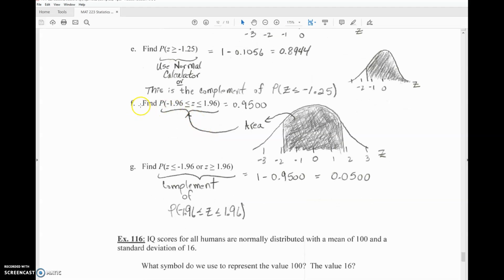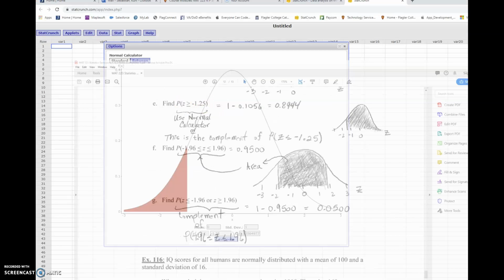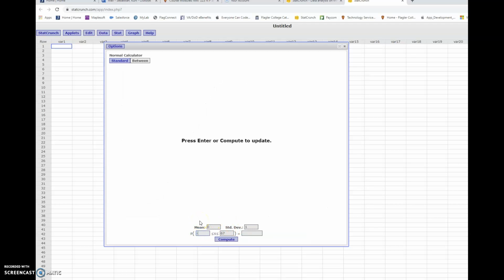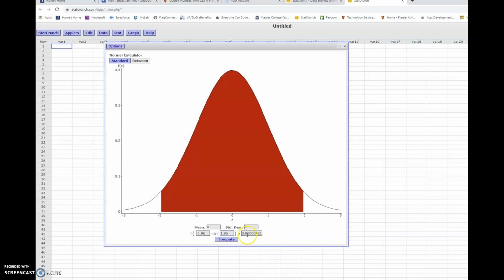Now if I want the probability that z is between two numbers, minus 1.96 to 1.96, I'll go back to my normal calculator, and I've got to go up here and click the between button. And so now I can say, remember, this is z because I have a mean of 0, standard deviation of 1. So I'm going to put minus 1.96 here, and I'm going to put positive 1.96 here. Hit compute, and it comes out to be 0.95000 to the 5th decimal place. Look at that, that's our 95%.